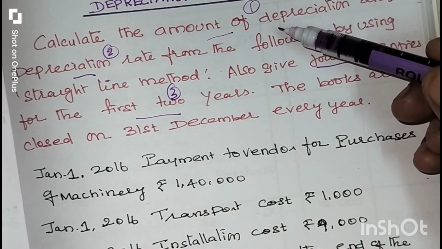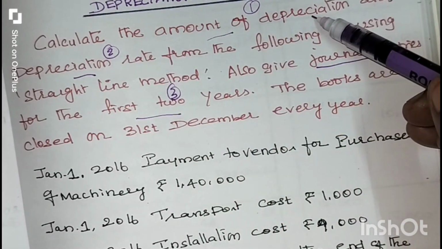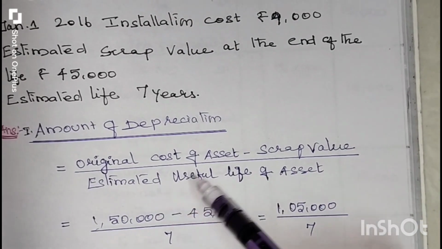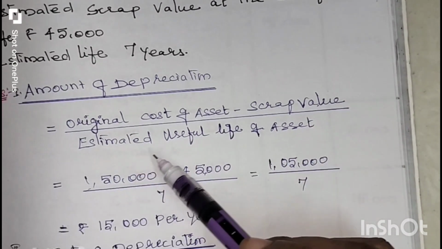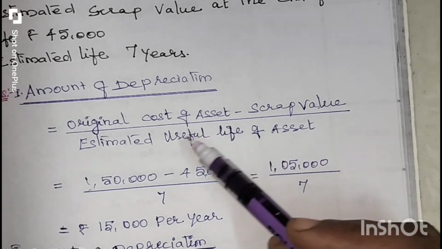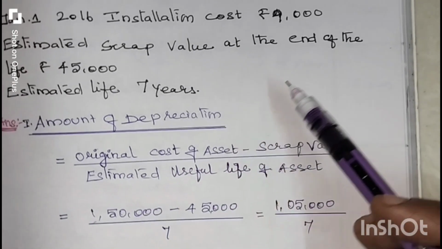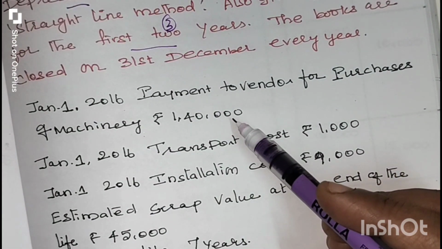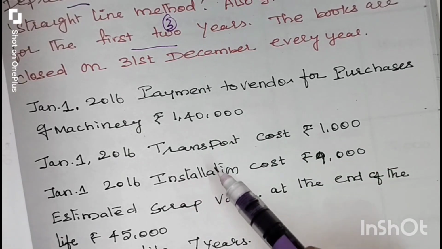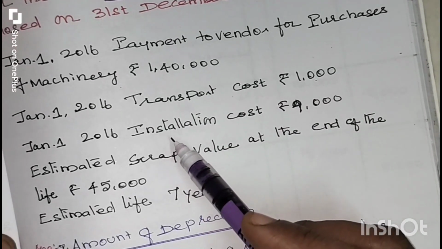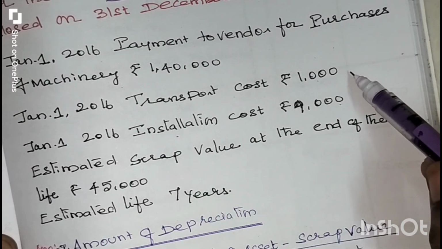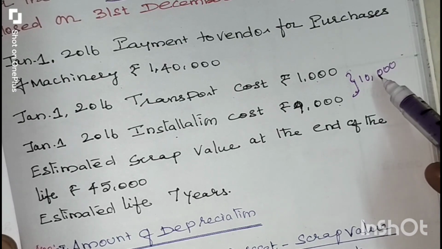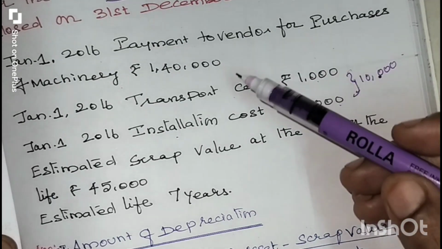First, let's calculate the amount of depreciation. What's the formula for the amount of depreciation? Original cost of asset minus scrap value, divided by estimated useful life of the asset. We have to find the original cost of the asset. Here, the purchase of machinery is rupees 1,40,000. With this we have to add transport cost 1,000 rupees and installation cost 9,000 rupees. So 1,000 plus 9,000 we get 10,000 rupees. So we have to add that 10,000 to 1,40,000.